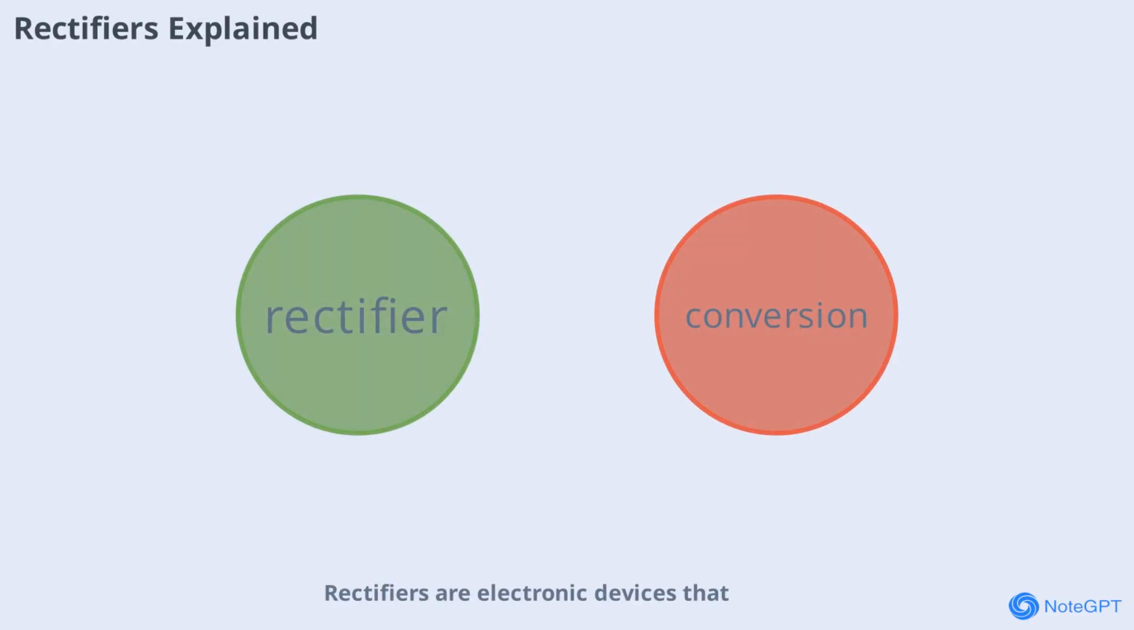Rectifiers are electronic devices that convert alternating current to direct current. There are different types of rectifiers, such as half-wave and full-wave rectifiers. Half-wave rectifiers allow only one half of the AC cycle to pass, while full-wave rectifiers use both halves. These devices are essential in power supplies for electronic gadgets, ensuring they receive the correct type of current.